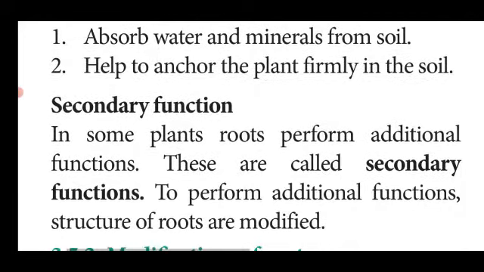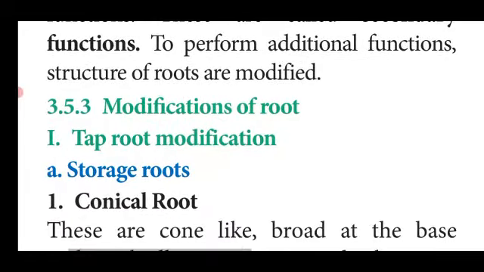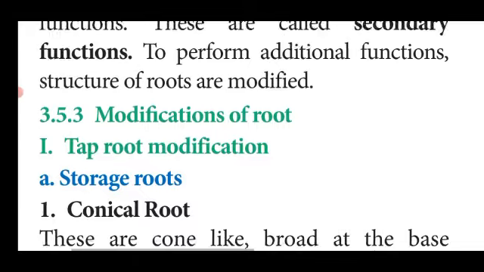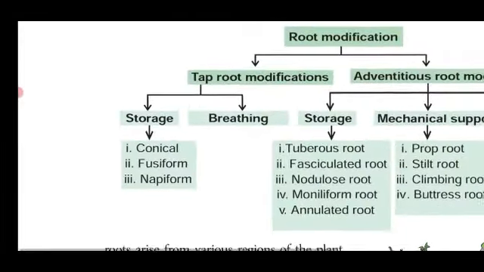Secondary function. Apart from the primary function, some plant roots perform additional functions. These functions are called secondary functions. To perform these additional functions, some modifications are present in the roots. Such modifications are called modifications of the root system. There are two types of modification of root systems: one is the taproot modification and the other is the fibrous root modification.